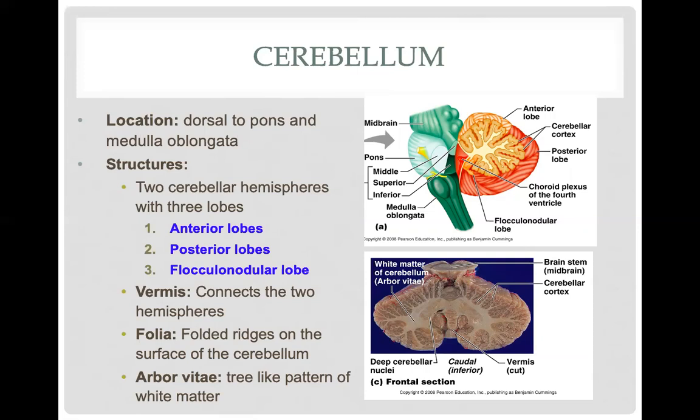The other thing that you have is very similar to your cerebrum, which has the gyri. You also have ridges on the surface of the cerebellum. However, they're referred to as folia. And lastly, the white matter of the cerebellum creates a pattern inside your cerebellum called the arbor vitae, as it resembles little tiny tree branches.